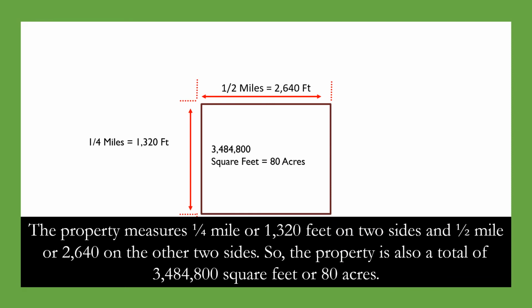So the property that measures 1/4 mile or 1,320 feet on two sides and 1/2 mile or 2,640 on the other two sides, is also a total of 3,484,800 square feet or 80 acres.